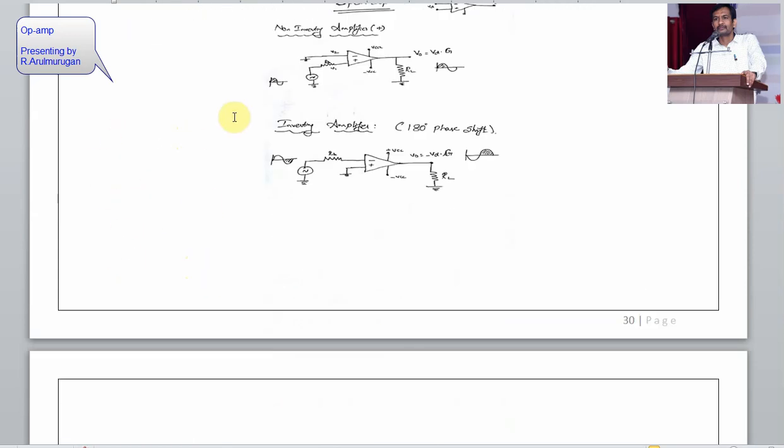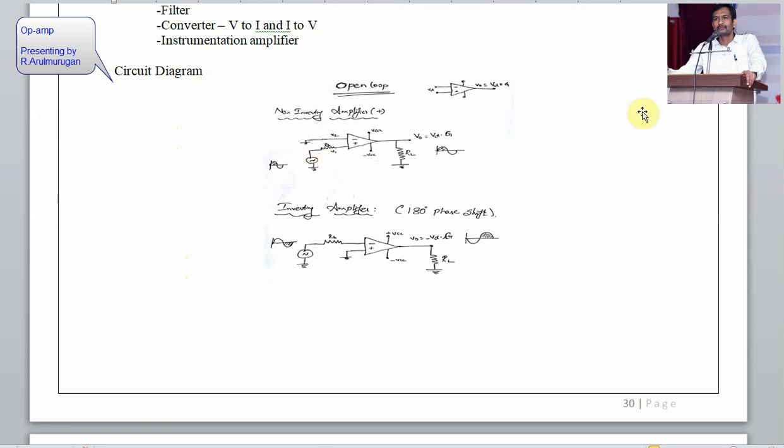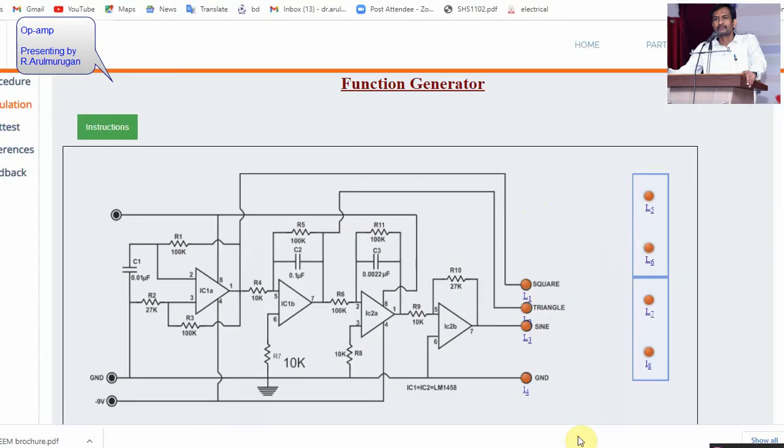Then after creating the function generator, you can give the input to this signal. How is it possible? This is a circuit. You can see IC741, 741, 741. You are going to make the circuit and get the square waveform, the triangular waveform, and the sine waveform. So three waveforms you are going to get. If 741 ICs are used, you can develop this.